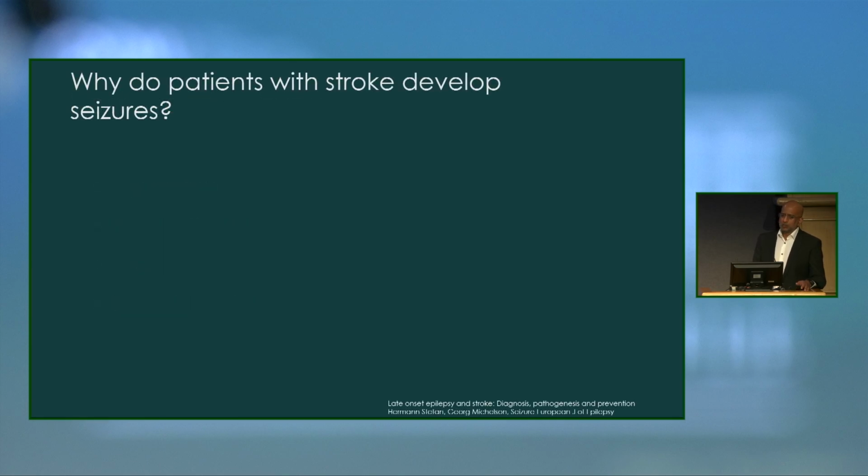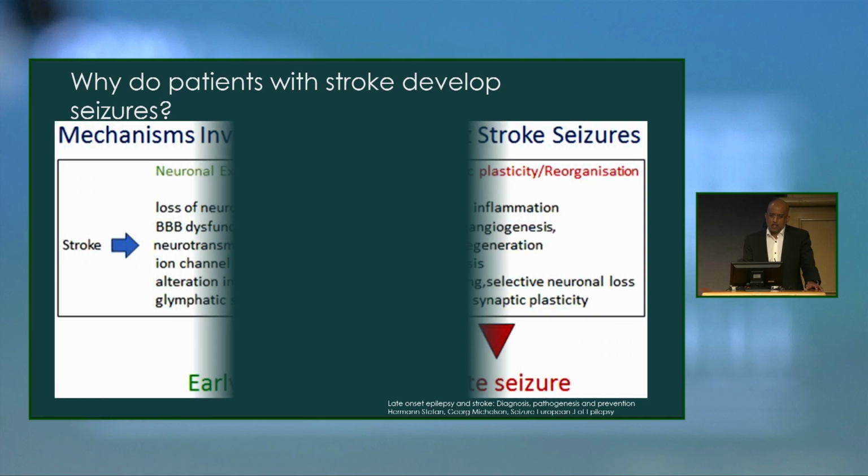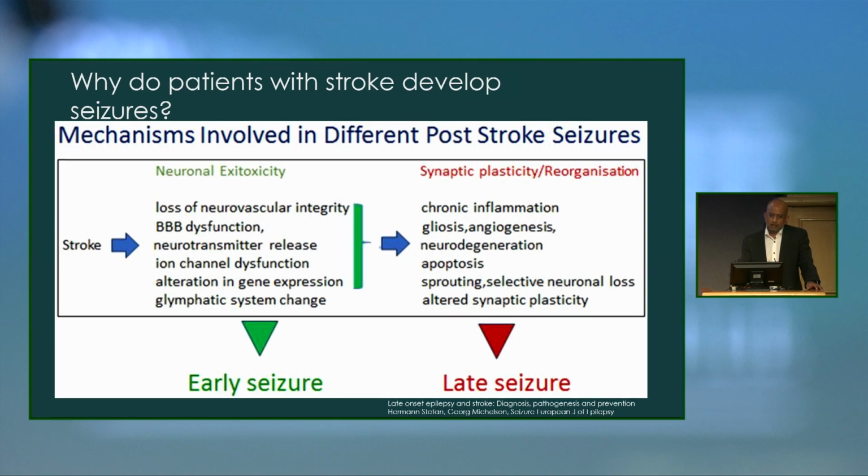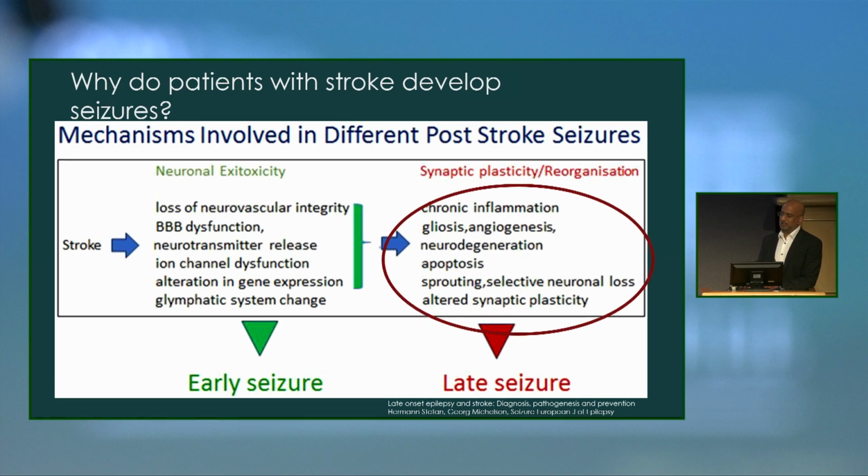So why do patients with stroke develop seizures? The mechanisms involved in the acute setting, in the early seizures, include loss of neurovascular integrity, blood-brain barrier dysfunction, neurotransmitter release, ion channel dysfunction, whereas those in the later unprovoked group are thought to be due to chronic inflammation, gliosis, angiogenesis, neurodegeneration, neuronal sprouting, and plasticity. And if one has a drug that could work at that level, you could potentially prevent seizures in these patients.